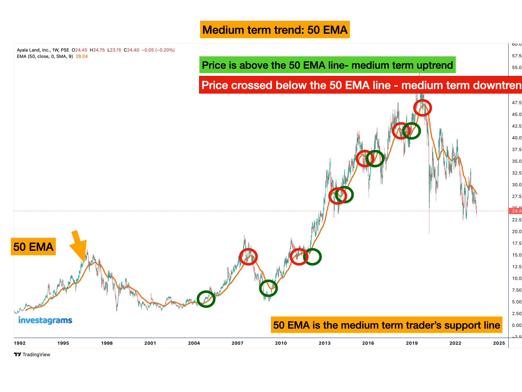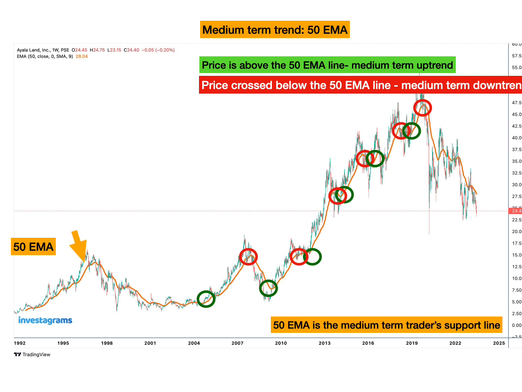This chart shows the buy and sell signals using the 50-period EMA line. As you can see, there are more entry and exit points using the 50 EMA line because it is more sensitive to price movements than the 200 EMA line because it represents a shorter term moving average.